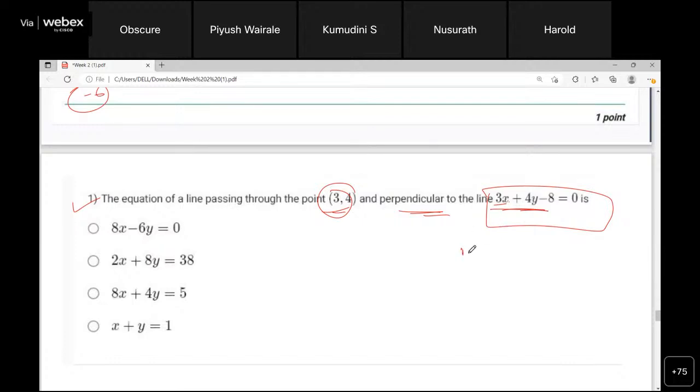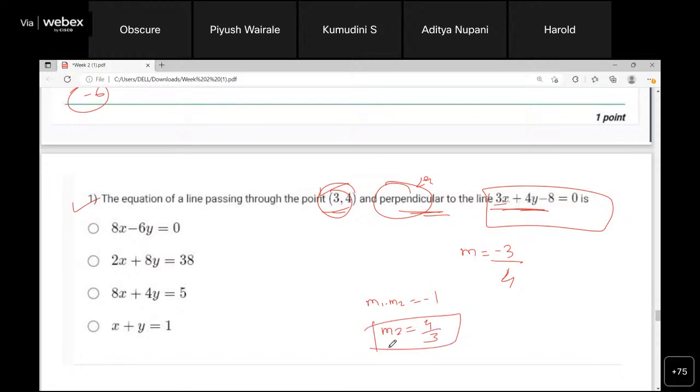Minus 3 by 4. And what do we have to do? We have to find the equation of a line passing through this point and perpendicular, right? The slope of a line perpendicular to this line is 4 by 3, since m1 times m2 is minus 1. So my m2 will be 4 by 3, right?